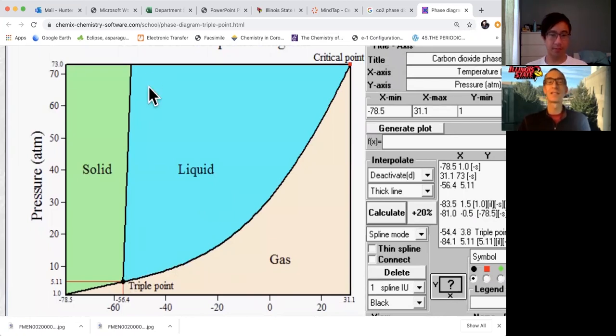So this substance, carbon dioxide, this solid-liquid line is slightly to the right, slightly in a positive direction. I wonder if we can find another one.